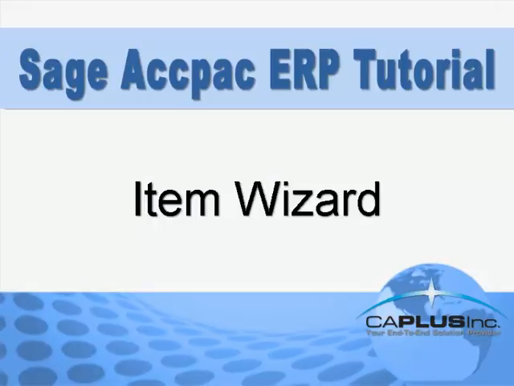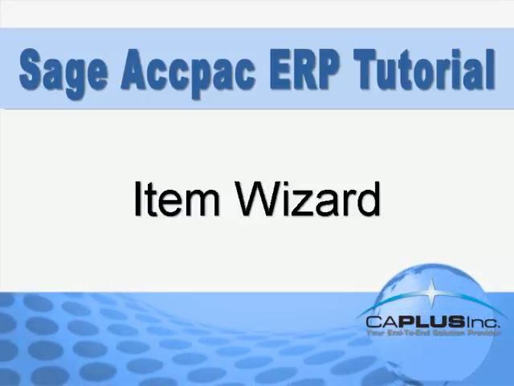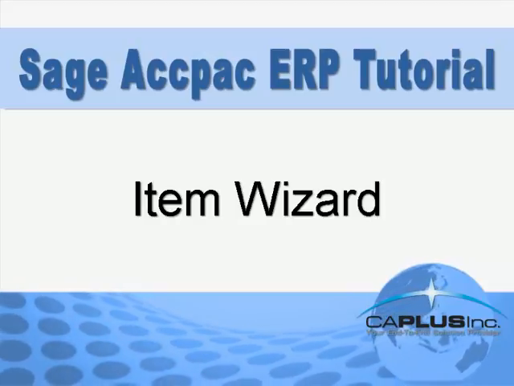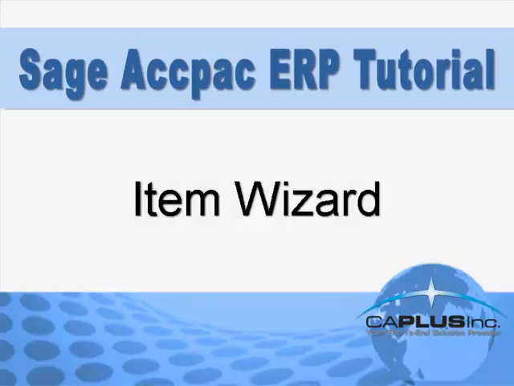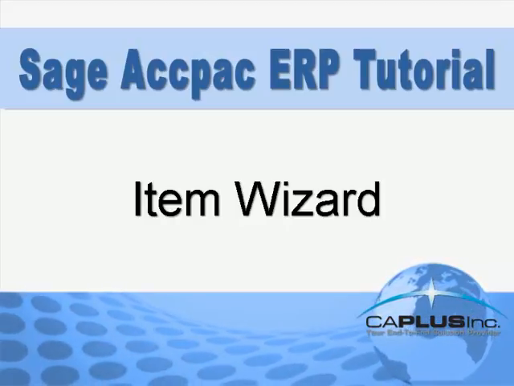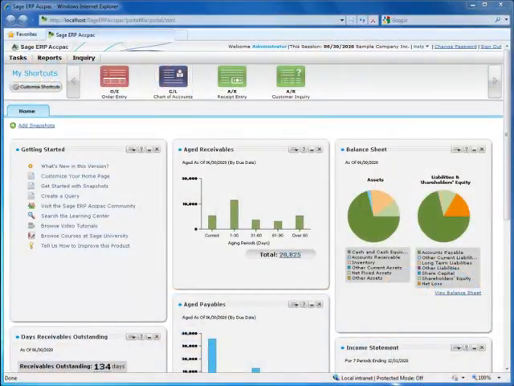Setting up new items in your inventory system can be a laborious task. Sage ERP Accpac streamlines this process with an items wizard that efficiently leads you through the process. In this tutorial, we'll take a look at how easy it is to add an item using the wizard. So let's jump right in and get started.